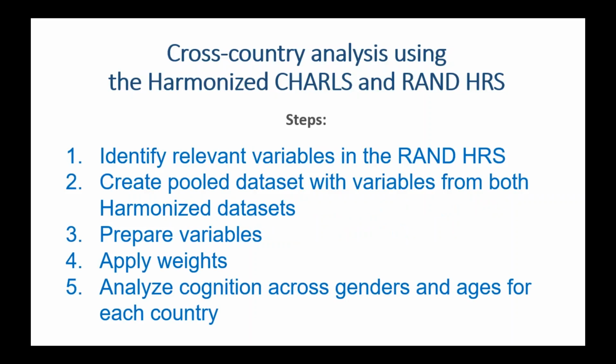We know which variables are going to be used in the harmonized Charles. We're going to create a pooled data set with variables from both harmonized data sets. Sometimes this is also called a stacked data set. I kind of like the word stacked because we're going to pull in the harmonized Charles variables, and then underneath them, we're going to put the rand HRS observations and variables. We're going to prepare those variables, so we might have to create a few additional variables. We might have to adjust for some differences in the variable names. We're going to apply our weights, and then we're going to analyze cognition across genders and ages for each country.